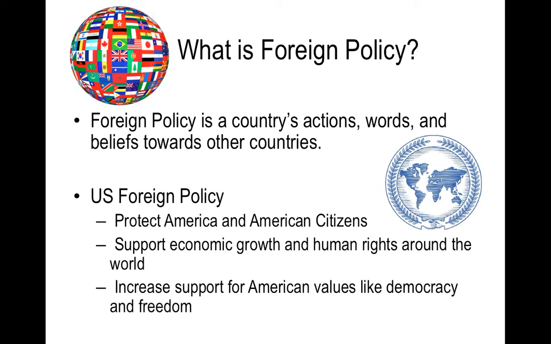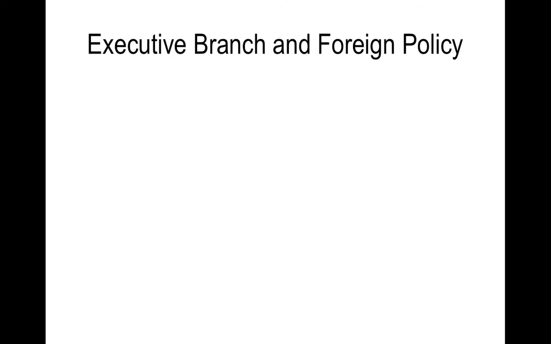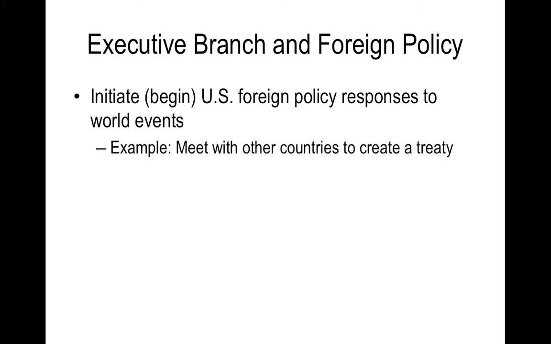The United States foreign policy is really to make sure the United States is a world power and to make sure that the United States is safe from any enemies. Okay. So what does the executive branch do? With foreign policy, the president and the executive branch begin the U.S. foreign policy responses to world events. Okay, so what does that mean? So the president would meet with other countries to create a treaty if there was a war.